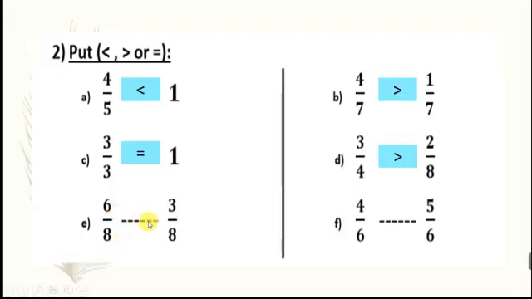Here I have 3/4 and 2/8. Different numerators and different denominators. So we are going to make cross multiplication. 8 times 3, 24. And 4 times 2, 8. 24 is greater than 8. Here I have 6/8, 3/8. 8 and 8, same denominator. So we are going to cancel them. And 6 is greater than 3. 4 over 6 and 5 over 6, same denominator, and 4 is smaller than 5.